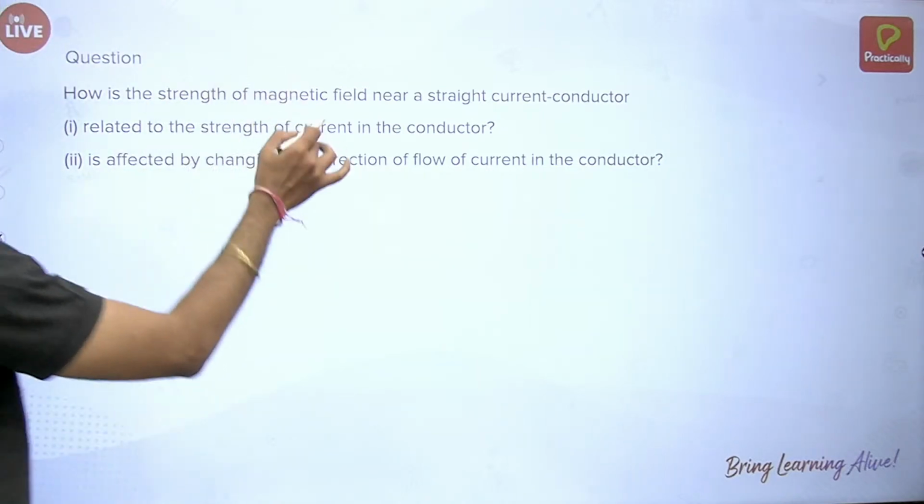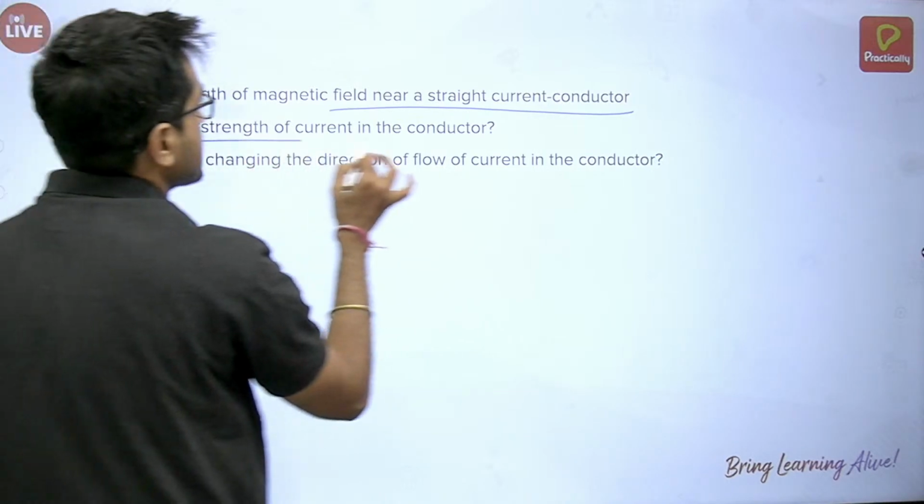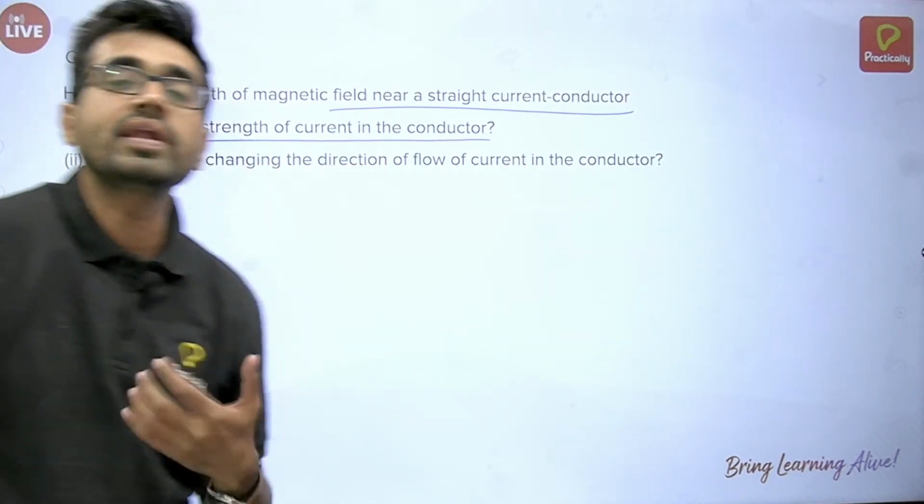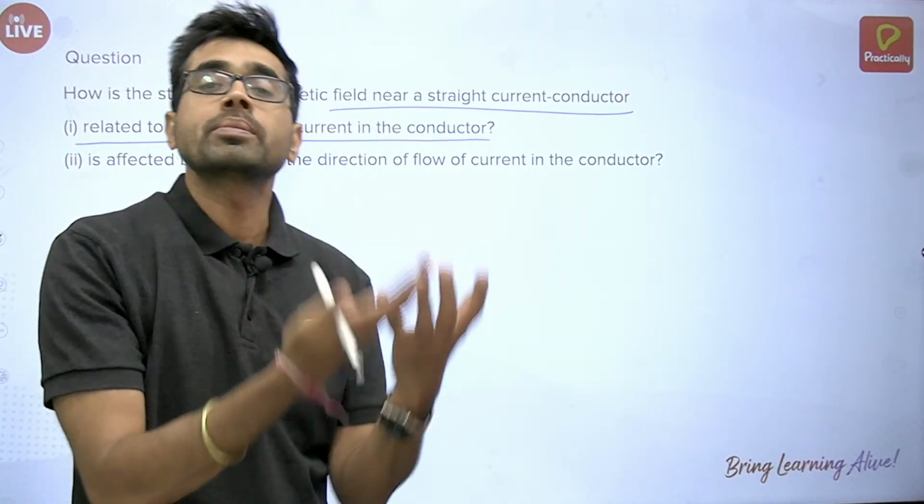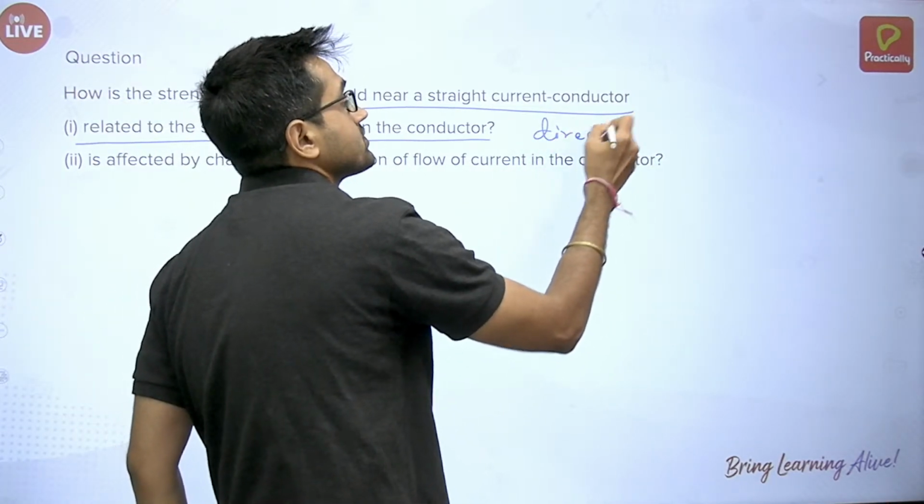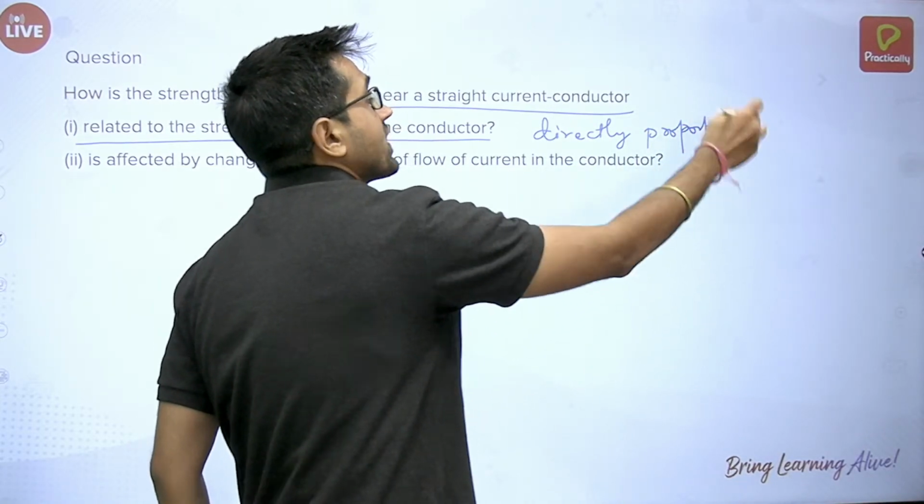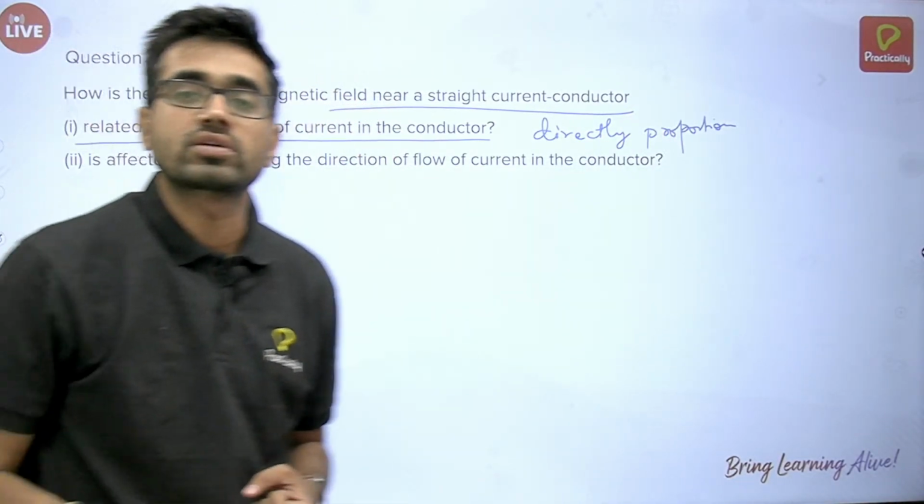How is the strength of magnetic field near a straight current carrying conductor related to the strength of the current? The higher the current flowing in a wire, the stronger the magnetic field produced. So it is directly proportional. The more the strength of the current, the higher the strength of the magnetic field.